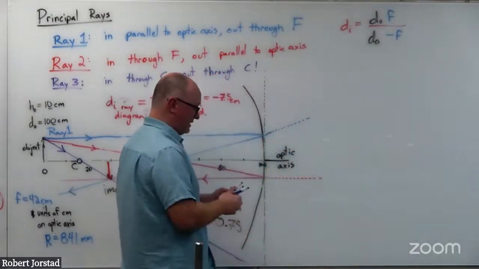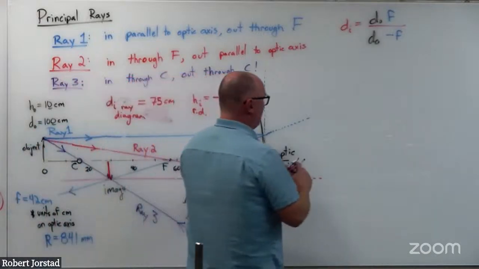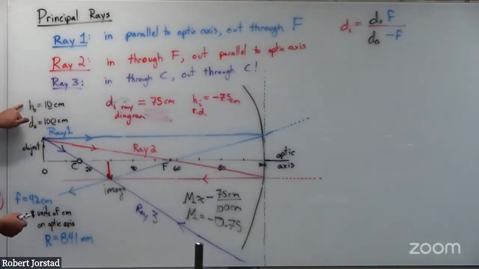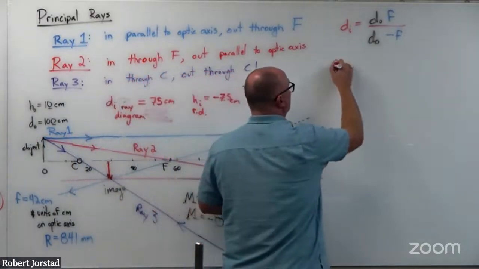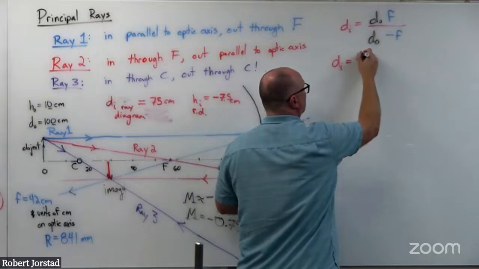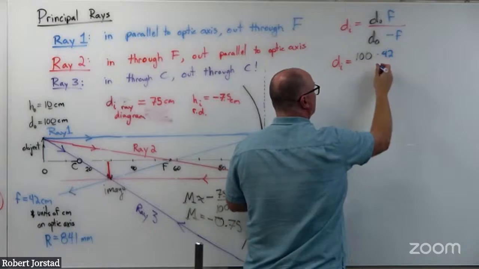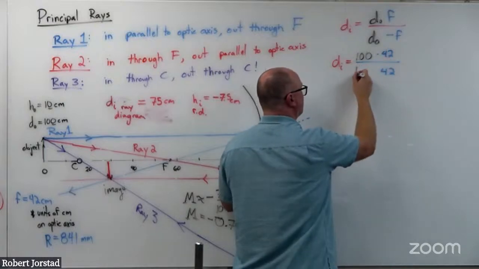All right, so let's punch in the numbers that we know from what we set up. We're going to assume d_o was given, h_o was given, and the focal length was given, or well, the radius of curvature, which gave us that. So when I plug this in, I'm going to leave off the units. We get 100 times 42 over 100 minus 42.